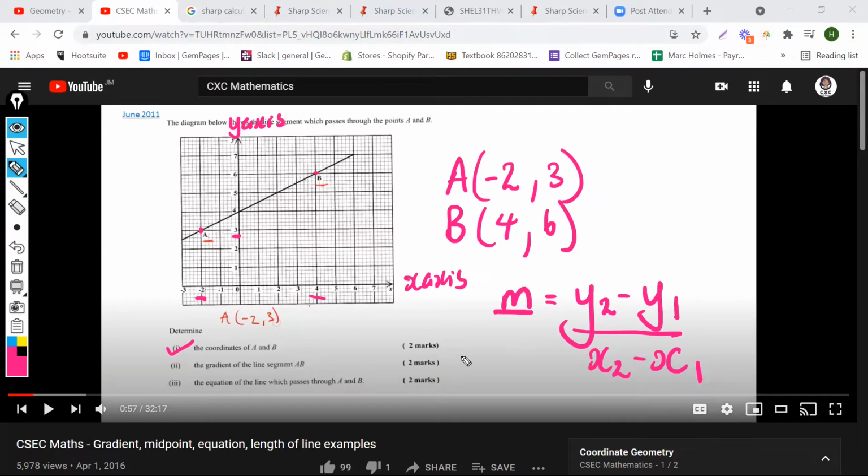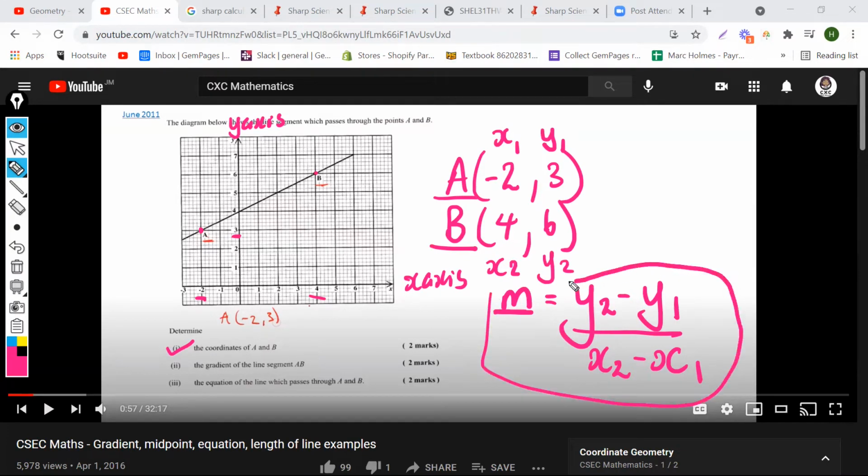Which points will we use as x1 and x2? A and B. So I think that makes perfect sense. So A is going to be x1 and y1, and B is going to be x2 and y2. That's how we find the gradient. By the way, guys, this is always the formula for the gradient.